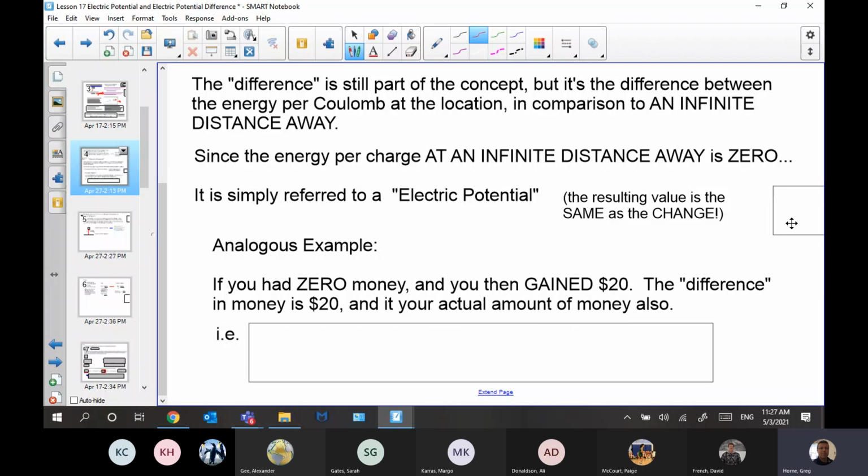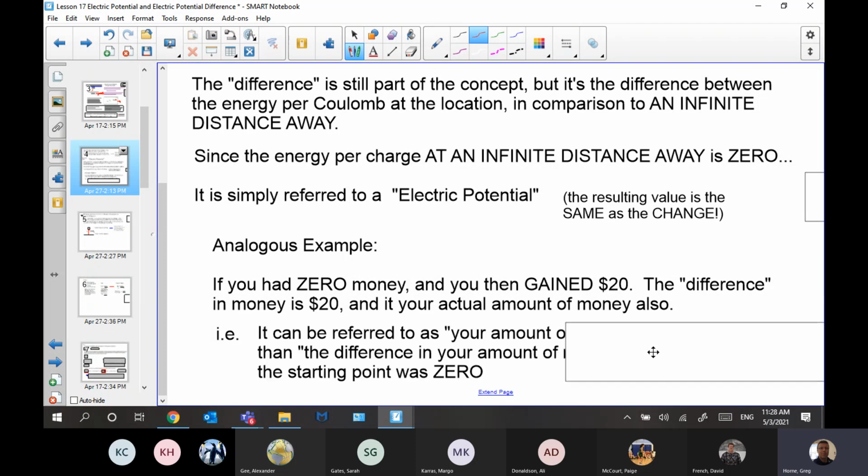If you had no money and you gained $20, then the difference in your amount of money is 20, right? But it's also your actual amount of money. So if you have no money at all, someone gives you 20 bucks, the difference that day is 20 and your actual value that day is 20. So you can just say, I have $20. You don't have to say I gained $20. They're the same, right? So your difference and your amount of money are actually the same thing. So you don't need to say the difference part. That's what we're talking about, right?